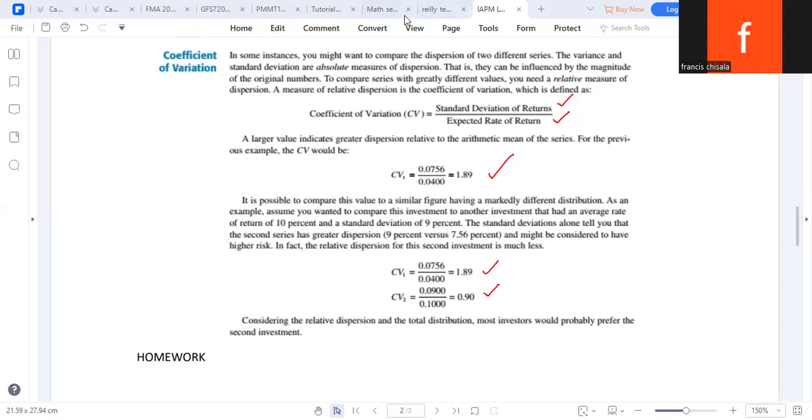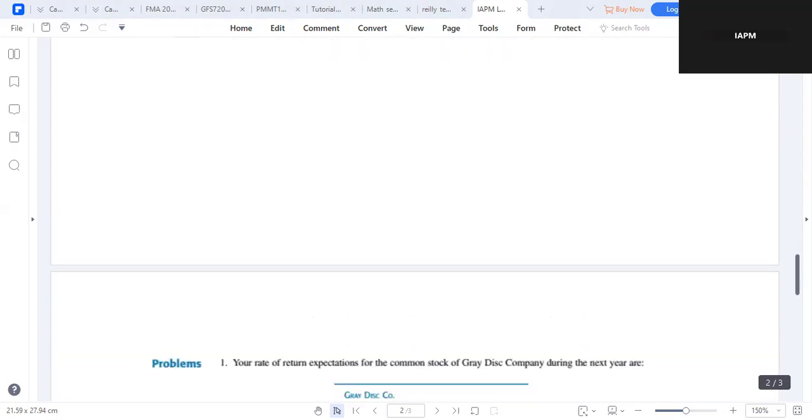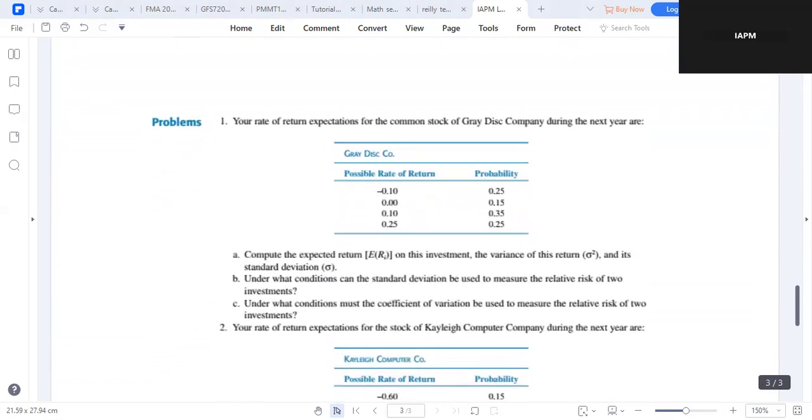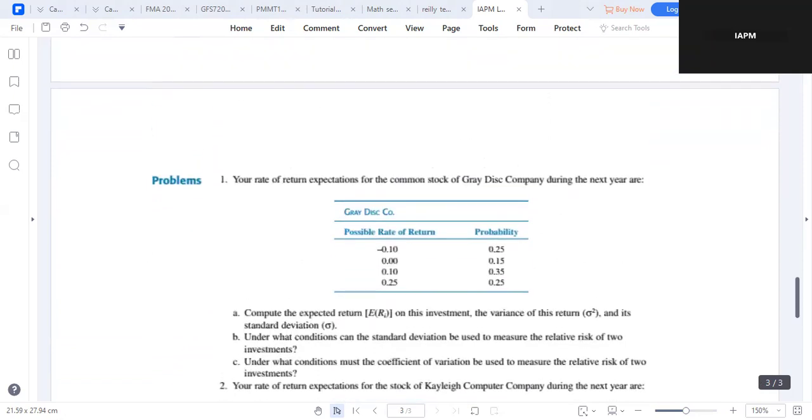Yes. So based on that, I need you to attempt this question here. Question number 1 and 2, based on what we have discussed. So you may have to look at that.